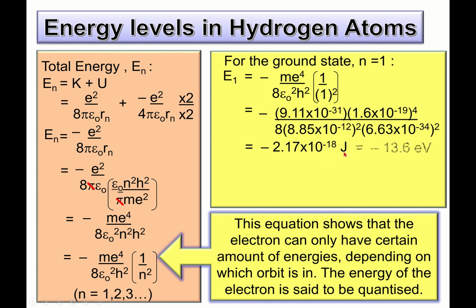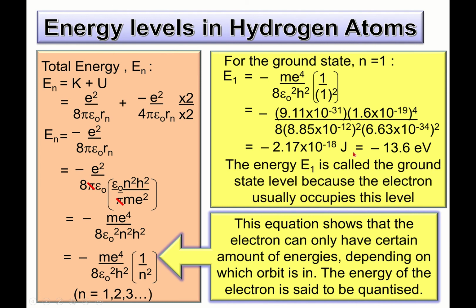So we convert this to electron volt, divided by 1.6 times 10 to the power of negative 19. So we get negative 13.6 electron volt. Okay, this energy E1 is called the ground state level because the electron usually occupies this level.